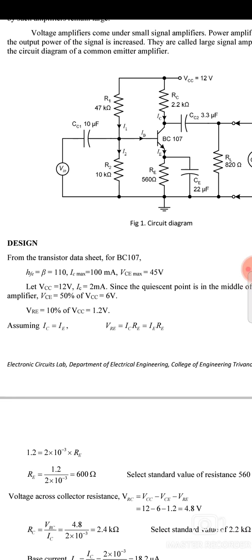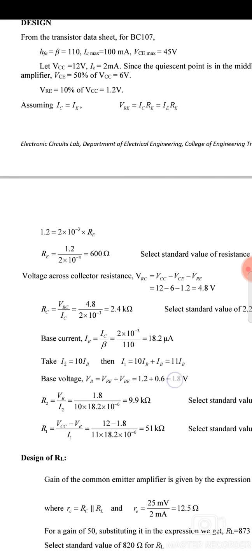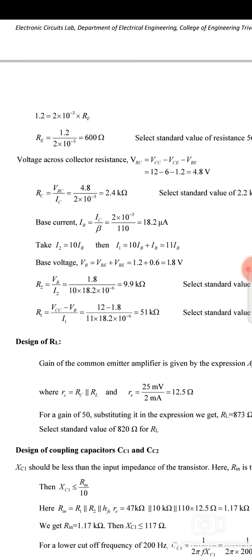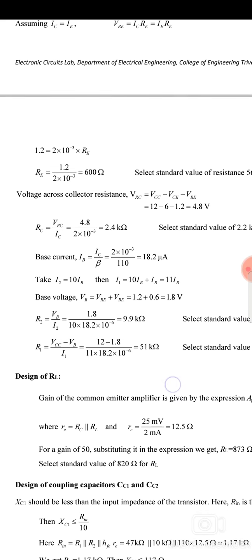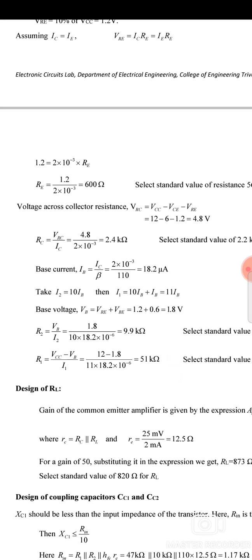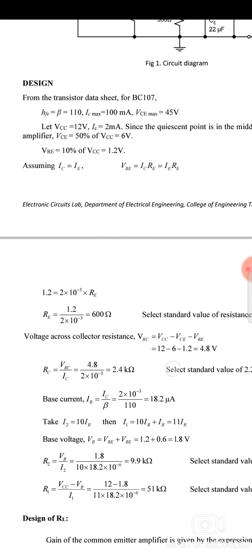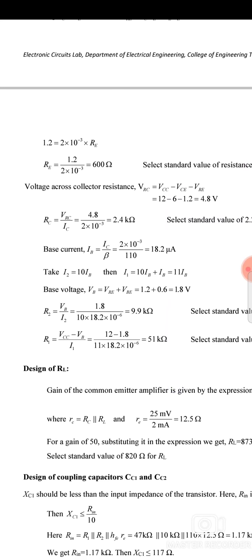Where is I2? I2 is at the base and emitter terminal, the current through R2, right? IB and IC are already derived. Now what is the I2 current? I2 is equal to 10 IB. This is the transistor amplification base current value, the bias voltage developed across R2. So we take I2 is equal to 10 IB.